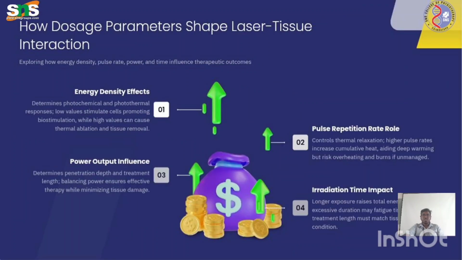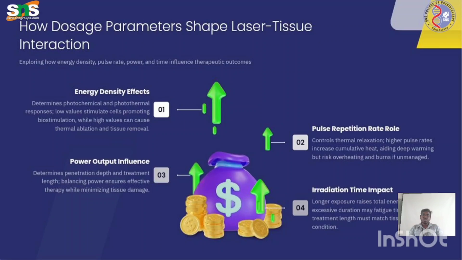Now we're going to see how the dosage parameters shape the laser's tissue interaction. First, the energy density effect determines the photochemical and photothermal responses, where high values can cause thermal ablation and tissue removal. Second, the pulse repetition rate's role: with continuous thermal relaxation, higher pulse rates increase the cumulative heat, aiding deep warming, but also carrying the risk of overheating burns if unmanaged.